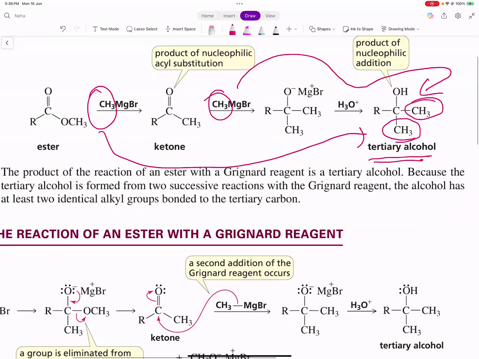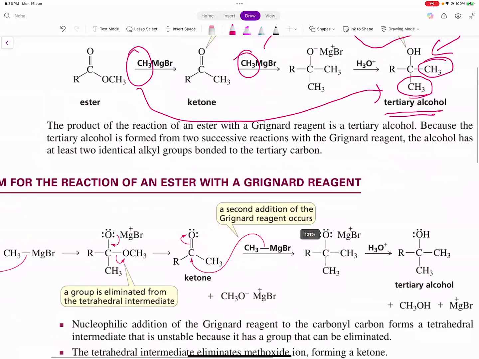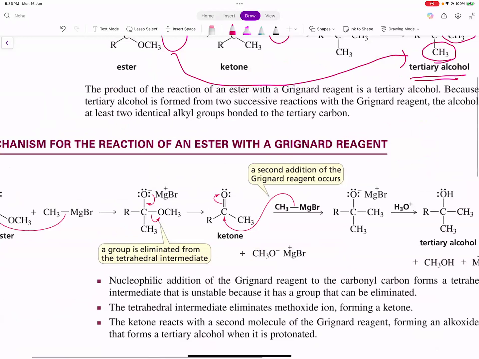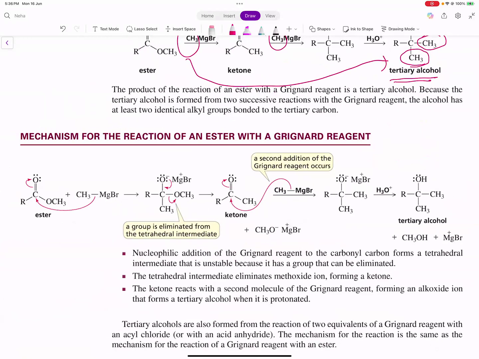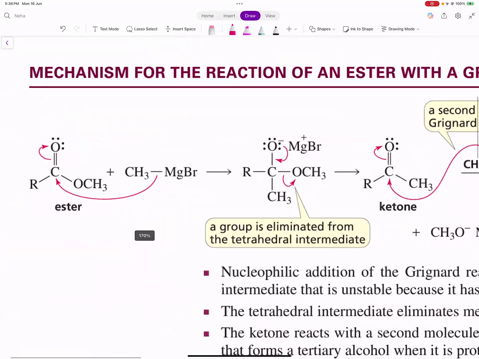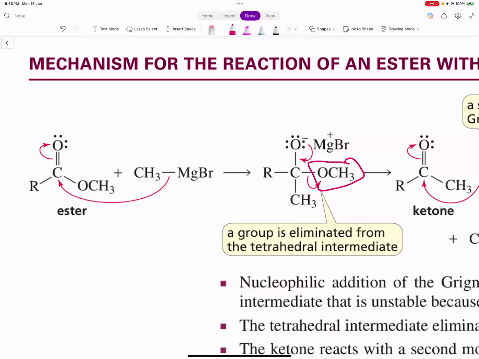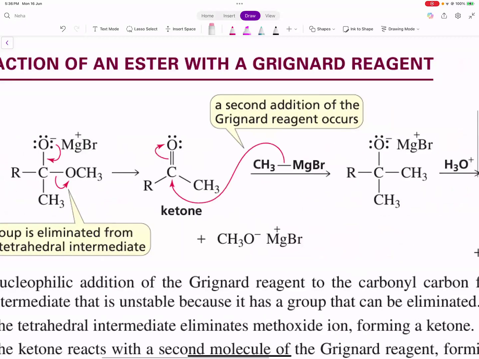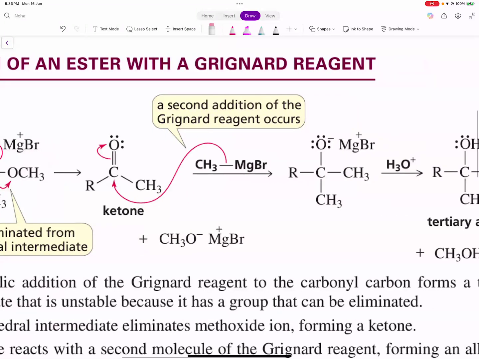Okay, they have given this mechanism. Same thing: this attacks, we get a tetrahedral intermediate. This kicks out the OCH3 group. Then we get a ketone. Then again this opens up and nucleophilic addition takes place.